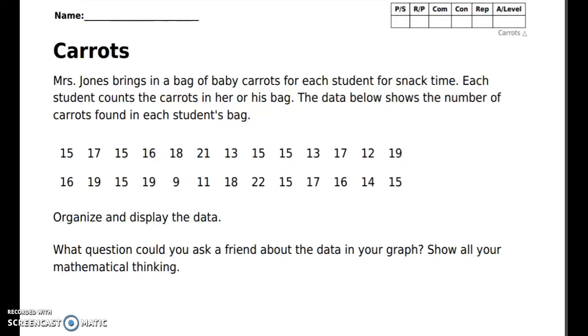Hi boys and girls! Today for problem solving you will be working on this problem about carrots. Now at first glance it looks like a lot of numbers and a lot of information, but remember we've been talking about slowing down, thinking about what we know, and what is the question actually asking us before we just start doing a whole bunch of things to any of the numbers that we see.